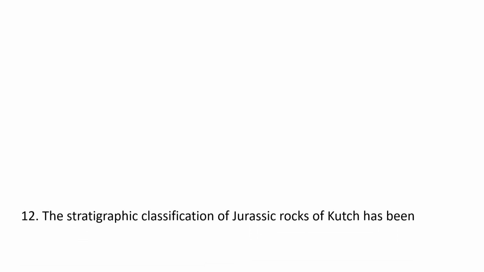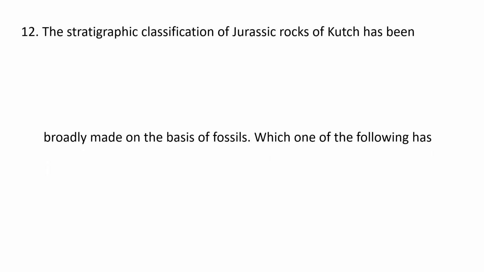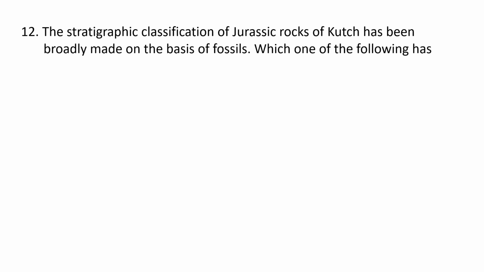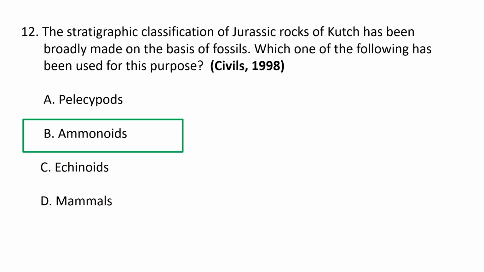Next question. The stratigraphic classification of Jurassic rocks of Kutch has been broadly made on the basis of fossils. Which one of the following has been used for this purpose? A. Pelecypods, B. Ammonite, C. Echinoids, D. Mammals. So correct answer is Ammonites. These are very useful for the classification of Jurassic rocks of Kutch. So that's why B. Ammonites is the correct answer.